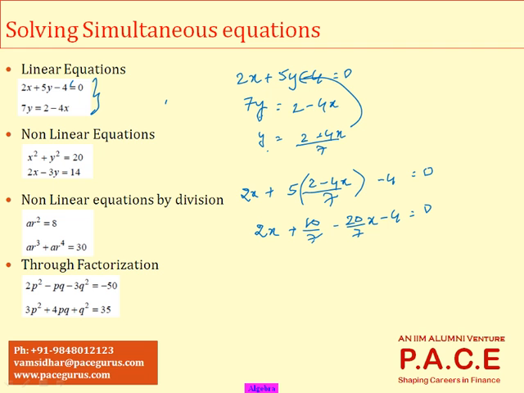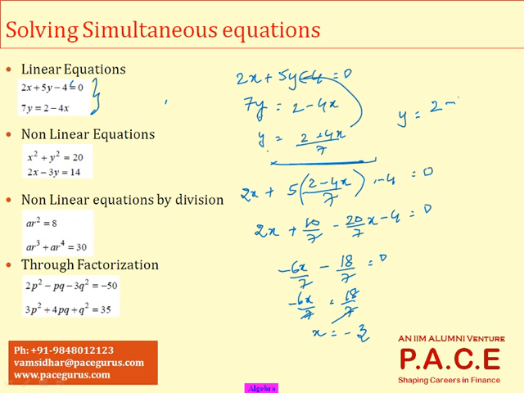Please be comfortable with this. Now if I take the LCM, 14x minus 20x, minus 6x by 7, and 10 minus 28, minus 18 by 7, is equal to 0. So minus 6x by 7 is equal to 18 by 7. You cancel out 7, and x equal to minus 3. Once you know x equal to minus 3, you can very well find the value of y. y equal to 2 minus 4 into minus 3.